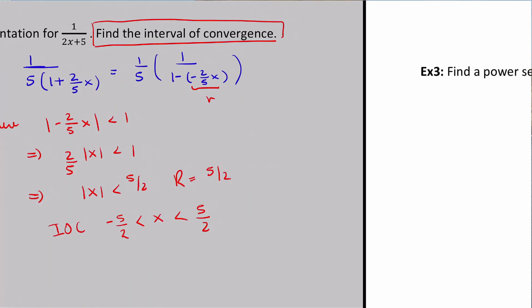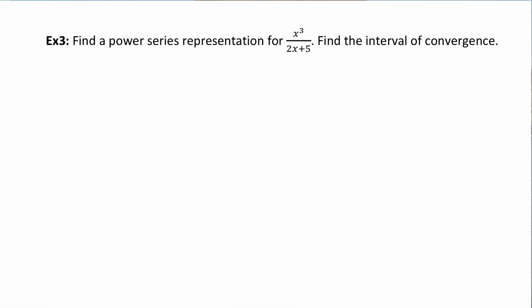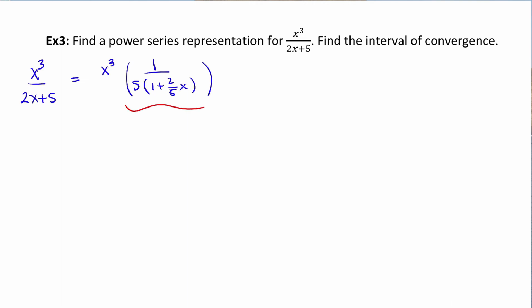I have one last example in this part of section 8.6. Find a power series representation for x cubed over 2x plus 5. And then again, we have to find the interval of convergence, right? We have two separate problems here. First one, I'm going to do exactly the same thing we did before. I'm going to take x cubed over 2x plus 5 and write it as x cubed times 1 over 2x plus 5. And hopefully you're looking at this and recognize that this is from example 2.